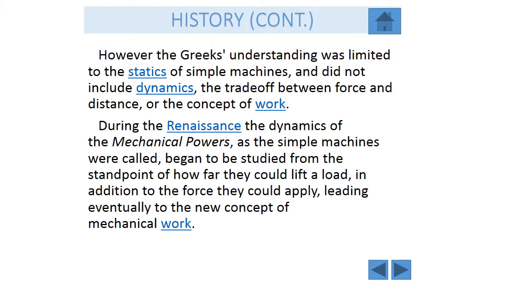However, the Greek understanding was limited to the statics of simple machines and did not include dynamics, the trade-off between force and distance, or the concept of work. During the Renaissance, the dynamics of the mechanical powers, as the simple machines were called, began to be studied from the standpoint of how far they could lift a load, in addition to the force they could apply, leading eventually to the new concept of mechanical work.